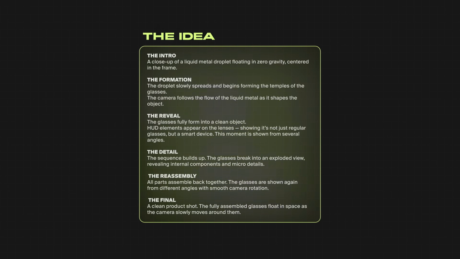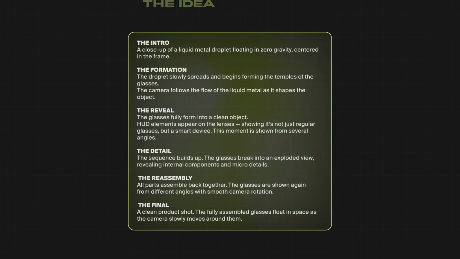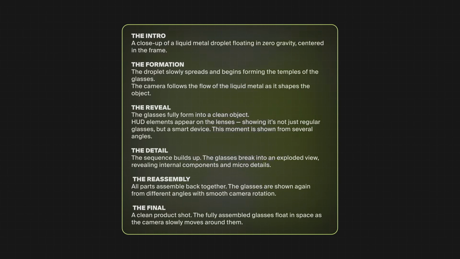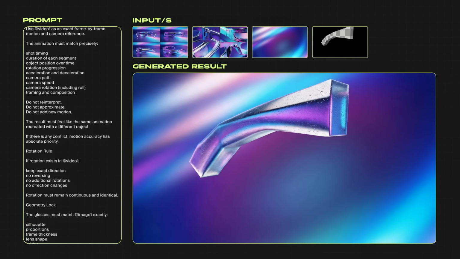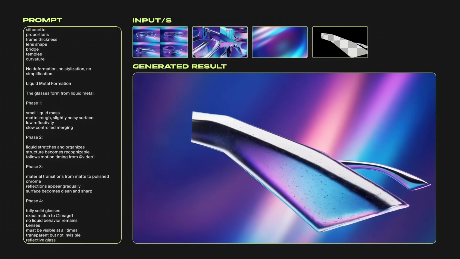Next, we move to the glasses reveal. The idea here was that the glasses should literally be born from liquid metal. First, we see a droplet stretching into the temples, then the form gradually fills in and becomes a complete object. In the end, we get fully formed glasses as a final product. I used the same image references for wide and close shots, added a background and a new video reference.